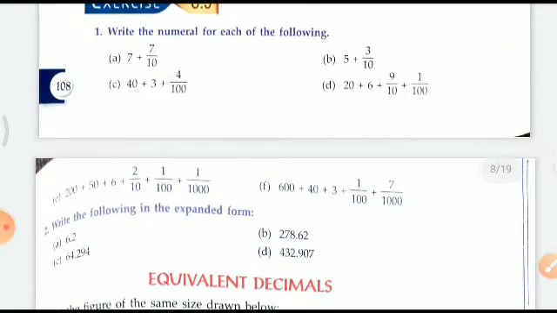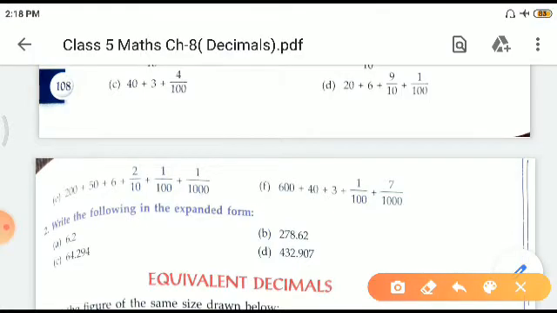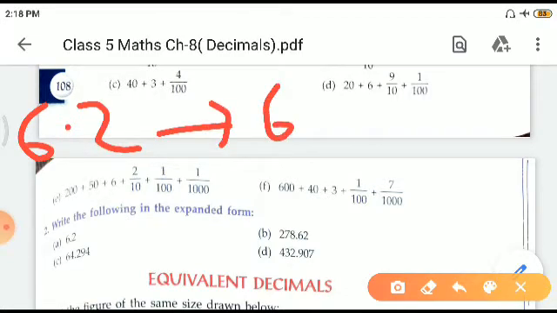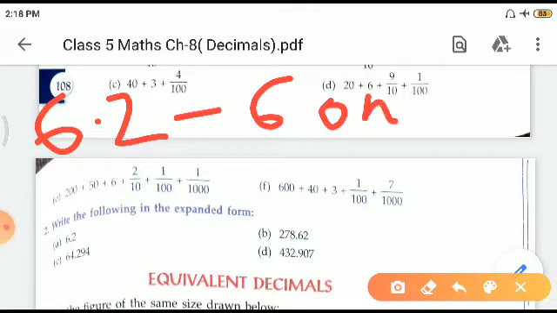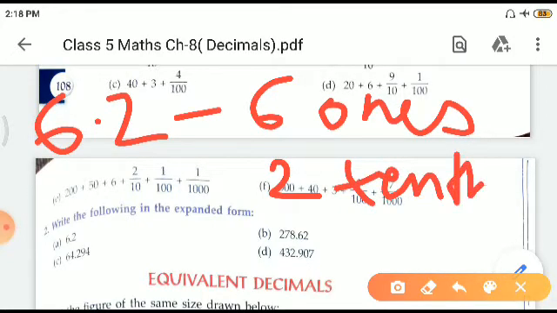6.2, if I have to write it in an expanded form, so I'll be writing it as, see here, 6.2. This will be 6 ones and 2 tenths, 2 tenths, right? And similarly, and so on and so forth, right?